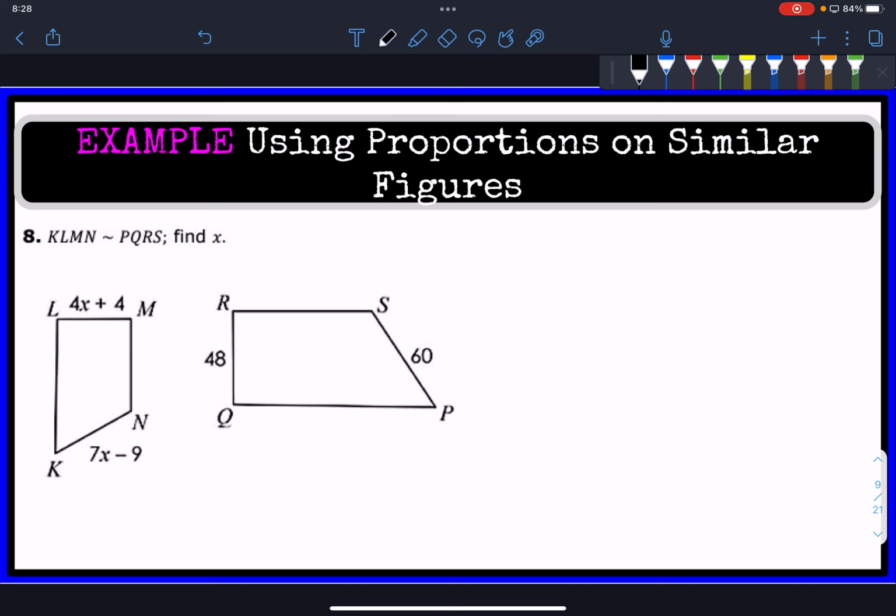So here, by the similarity statement, we are told that KL corresponds to PQ. So K to L corresponds to P to Q. LM corresponds to QR. MN corresponds to RS. And then finally, the first and last letter, KN, corresponds to PS.